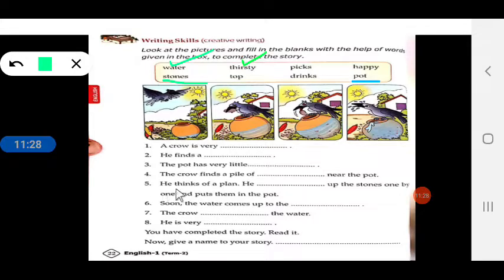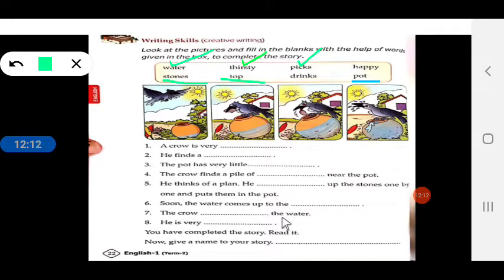Then the fifth one. He thinks of a plan. He picks up the stones one by one and puts them in the pot. So, picks, P-I-C-K-S. You can write that in the fifth one. The sixth one: soon, the water comes up to the top. T-O-P, top. You can write it here.